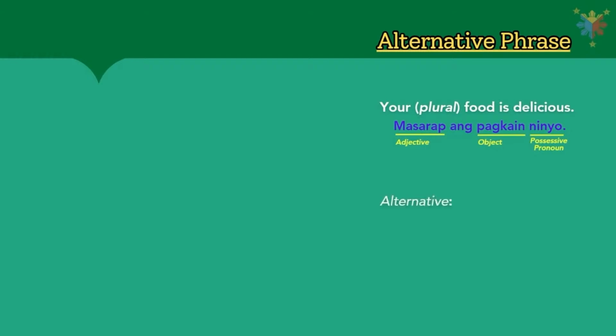However, you could switch it up and say, ang pagkain ninyo ay masarap. That also means your food is delicious. Now the object is at the beginning. Then it's the possessive pronoun, then it's the adjective. So there is a change in the grammar structure here. And now you are using this word ay, which is a sentence connector, which means is. So ang in the first phrase doesn't mean is, but when you're switching it up, ay is the connector here.